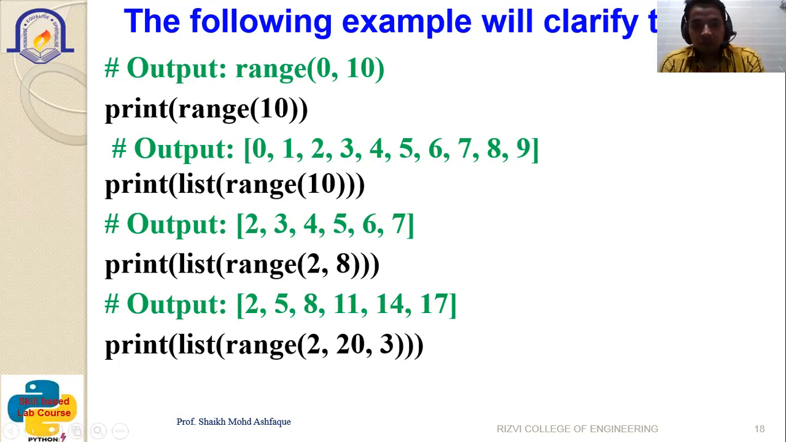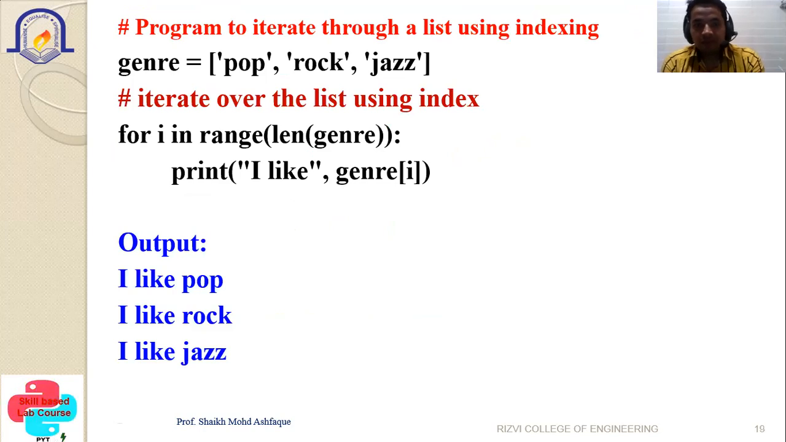So, a program to iterate over a list using indexing. Suppose one list is given: pop, rock, and jazz. Then how can you iterate it? For i in range. The range is given, but we don't know the range of numbers. So the length function can be used with the list, as we have discussed in the case of data types as well, and genre. So it will take any number.